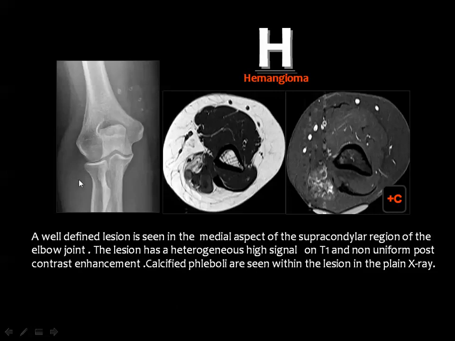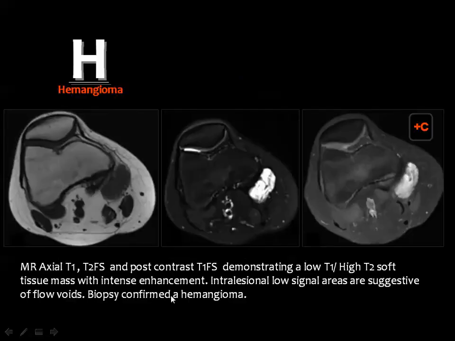X-ray of the elbow. Without this X-ray, this lesion cannot be diagnosed from MRI because you see a lesion which is a little bit bright in the T2 weighted image, and after injection of contrast, it shows some enhancement. But if you can see these phleboliths, then the diagnosis is very easy. Hence, the importance of the plain X-ray.